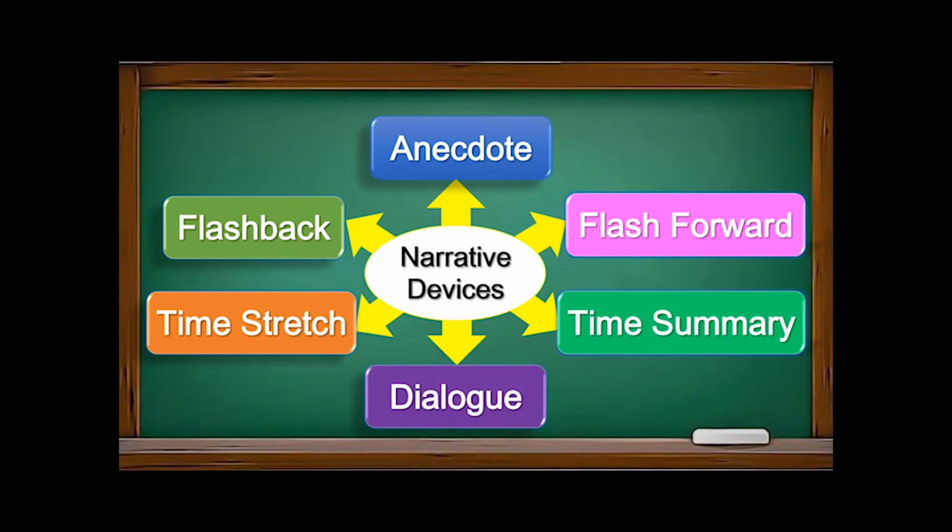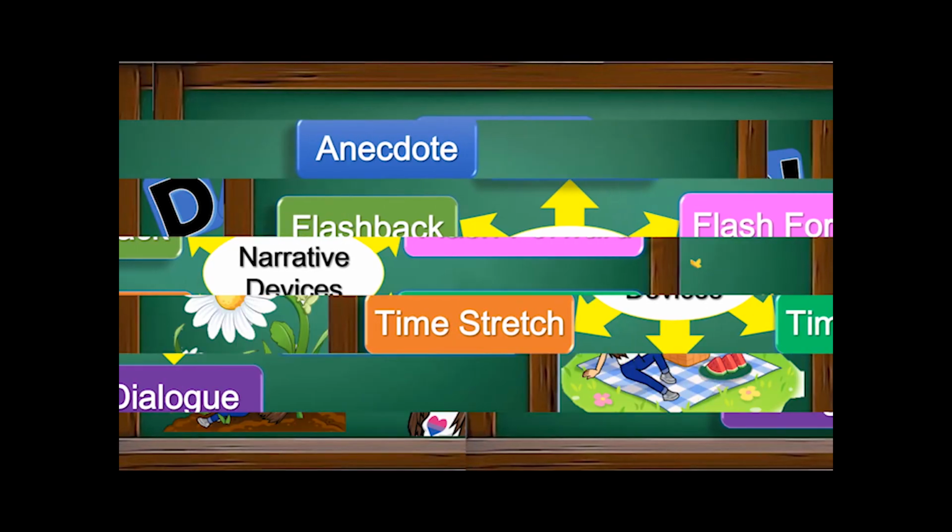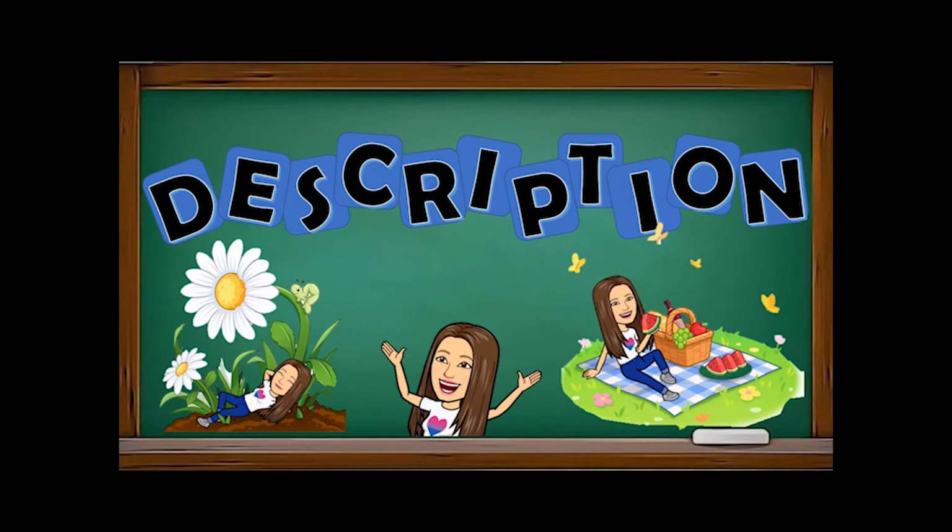Lastly is dialogue. It is a word or series of words enclosed in a pair of quotation marks which signals the character's spoken language. That's all about narration. Aside from narration, one of the most common paragraph development that you usually use is description.